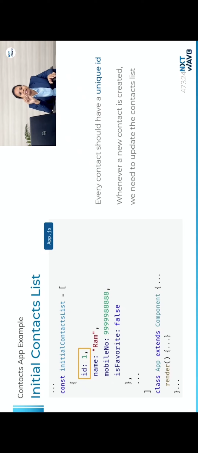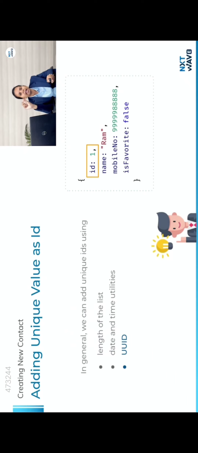So using this ID, we uniquely identify each and every contact. So to uniquely identify a contact, we'll make use of this ID. Whenever a new contact is being created, we have to assign a unique ID to this particular key. That is very, very important. Now the question is, how do we get a unique ID? Whenever a new contact is being added, how can we create a unique ID for that particular contact?